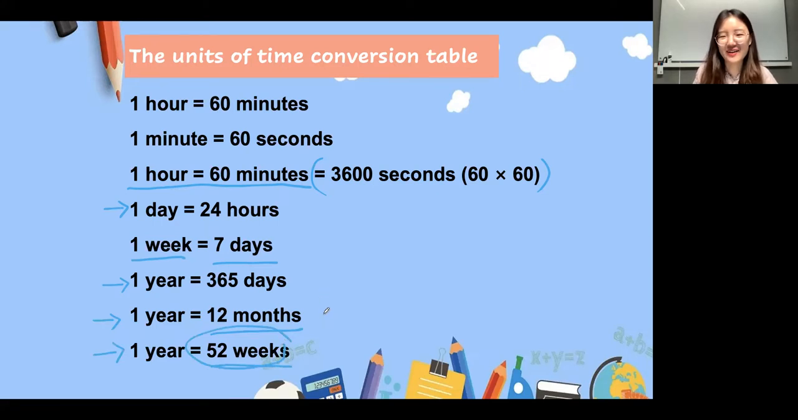Actually, because there are nearly 4 weeks in a month, for the weeks in a year we can use 12. Actually, it's almost 52 weeks, because the days will change between year and year. So please just remember that for 1 year, there will be almost 52 weeks.